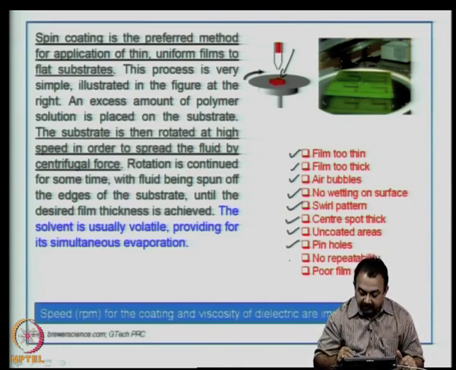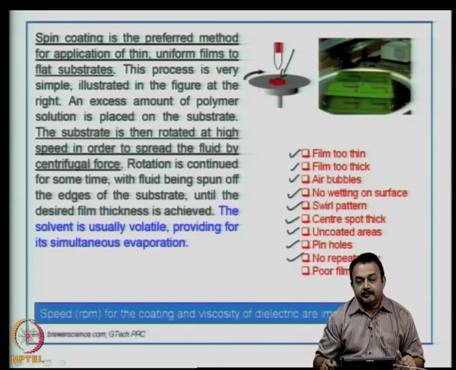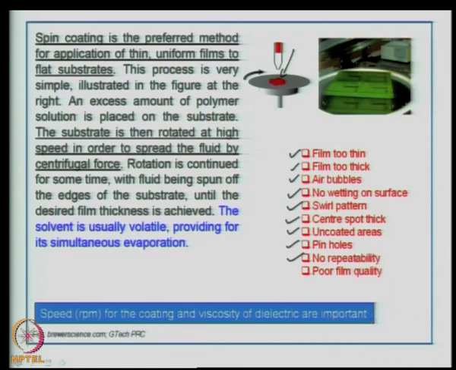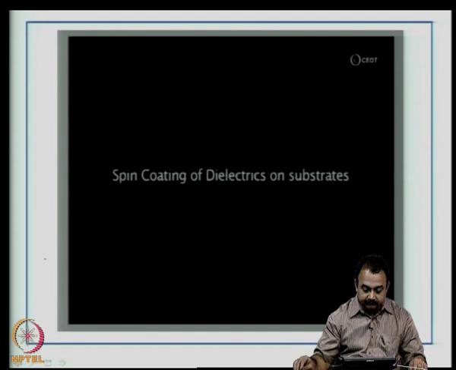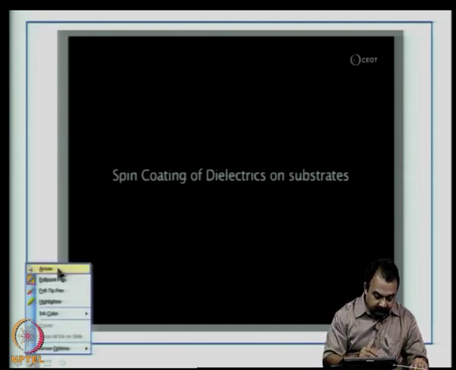If you have no repeatability in continuous spin coating process, then there is some problem with the speed or the viscosity of the material. Poor film quality is again a reflection of the process control. So, we will now see a typical dielectric being now coated on an organic substrate.